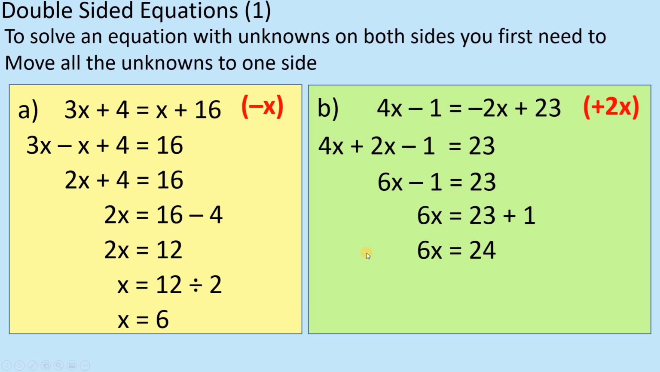Well, following the same process as I did previously, we need to do 24 divided by 6, and that's going to give me my solution, which of course is 4. And let's double check, make sure we are absolutely right. So 4 times 4, because that's what x is, 4 times 4 is 16, take away 1 is 15. Is that right? No, it's not.